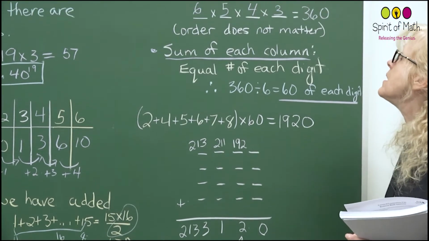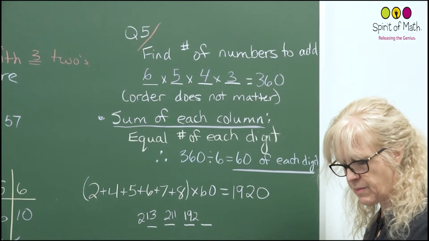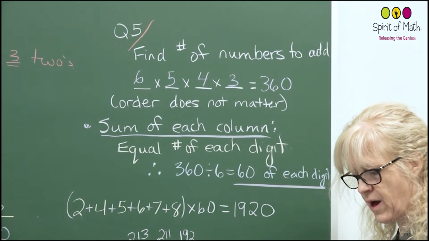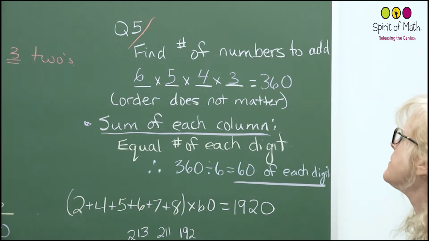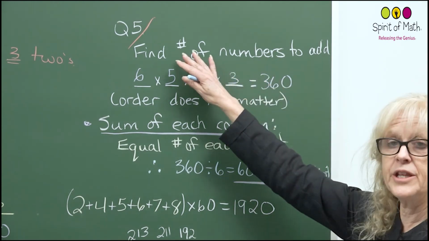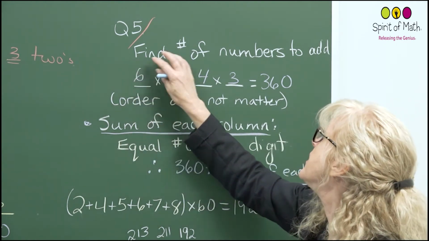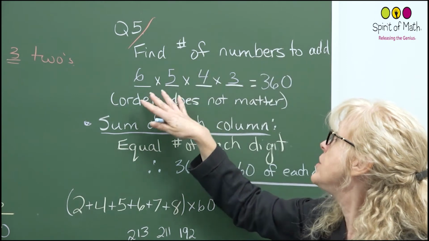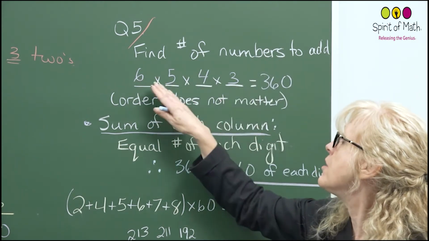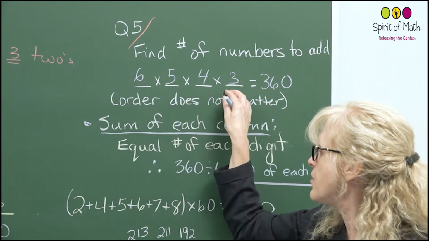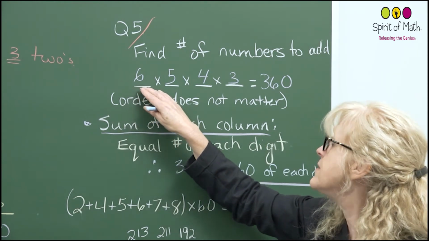Okay, so here's another question. Question number 5. Find the sum of all possible 4-digit numbers that can be formed using the digits 2, 4, 5, 6, 7, and 8 with no repeated digits. So in this case, I want to know how many, like you could list them all, but that'd be crazy because there are a lot of numbers. So the first thing is you find the number of numbers to add. So you know that there are 4 digits, 1, 2, 3, 4, for that number, and there are 6 digits to choose from. And the 6 digits are 2, 4, 5, 6, 7, 8.